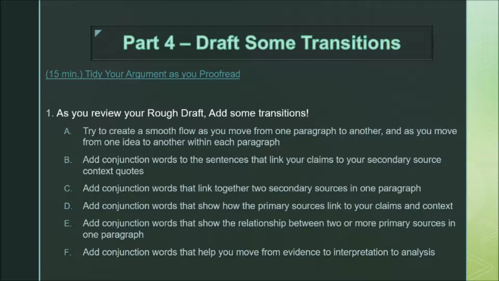A. Try to create a smooth flow as you move from one paragraph to another and as you move from one idea to another within each paragraph. B. Add conjunction words to the sentences that link your claim to your secondary source context.